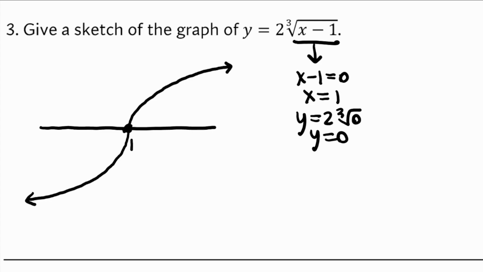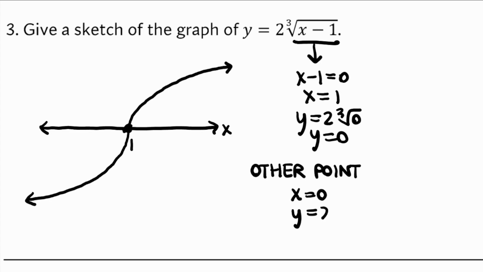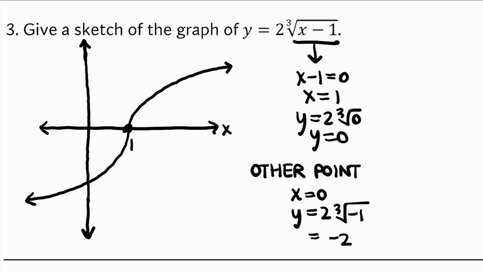Okay, I'm going to need another point to give this some sense of scale. And since I've got my x-axis, I've got my curve, I don't really have a y-axis yet, might as well try to find a y-intercept. So I'll just choose x equals 0, and y is going to equal 2 times the cube root of negative 1, and that will equal negative 2. As good as I've got. Okay, that's my y-axis, and I'm going to label that as negative 2. Okay, and that'll be a decent sketch for us.